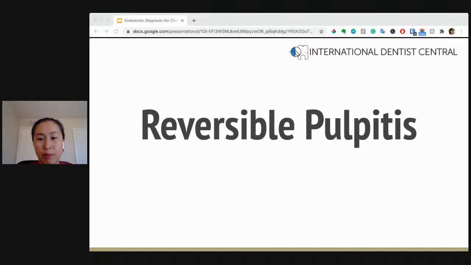Usually with reversible pulpitis, there are no significant radiographic changes in the periapical region. So the apical area of the tooth, the surrounding structures of the tooth, have not been involved. It's just issues contained inside the tooth. Usually if you see periapical changes, then a root canal treatment is going to be indicated.